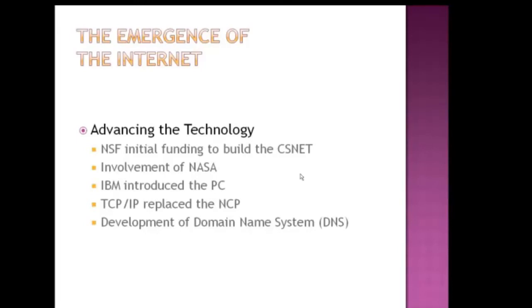But Ethernet and essentially the ARPANET didn't stop, and the technologies started advancing and becoming more and more sophisticated. And in the 70s, the National Science Foundation initiated funding to build a network that would connect a university system, and it was called CSNet. NASA later on got involved. The PC was introduced by IBM, and in 1983, TCP/IP replaced the Network Control Protocol, or NCP.